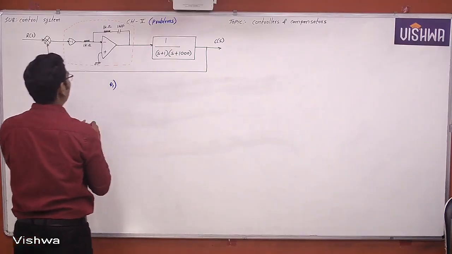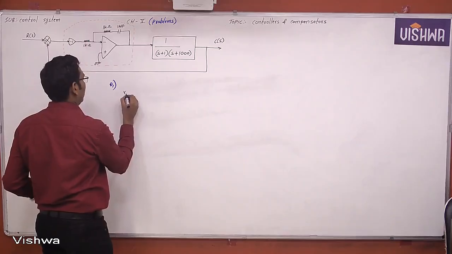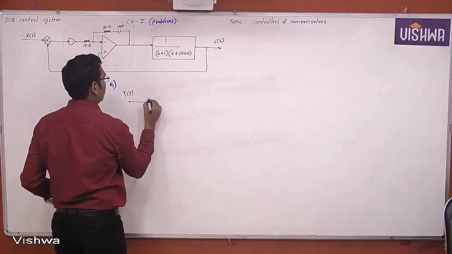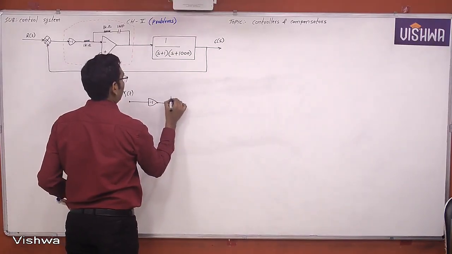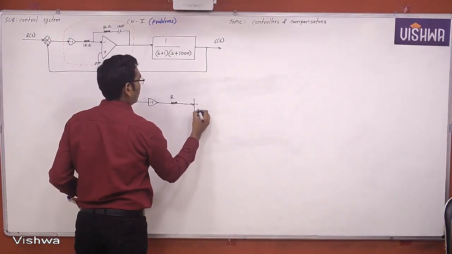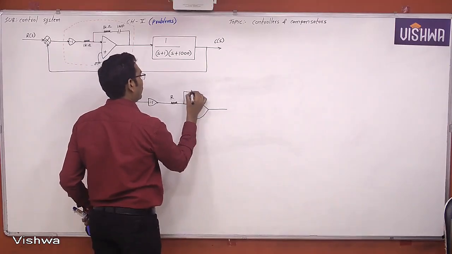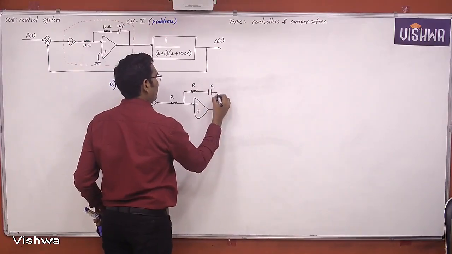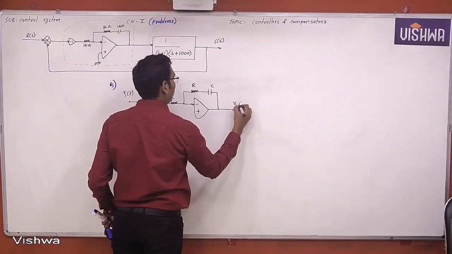Now let us assume this is Vi of t. This is R. This is also R, because it is the same, 1 kilo ohm, 1 kilo ohm, and this is C. Let us assume R, C. Later we will replace the constants, don't worry. Now this is V naught of t.